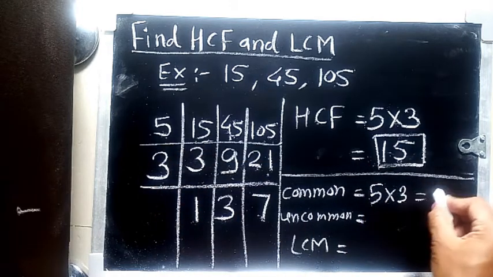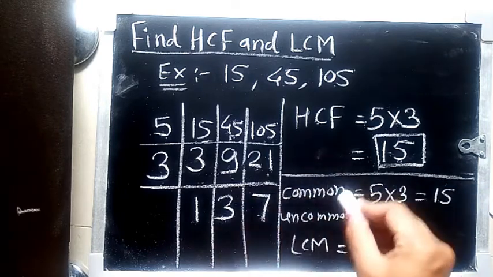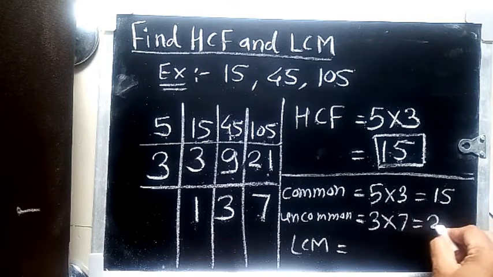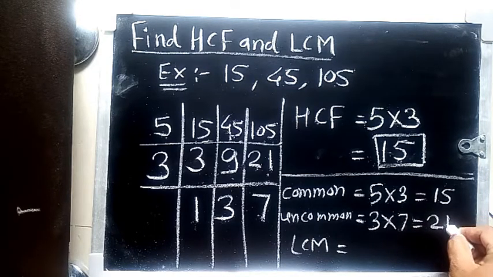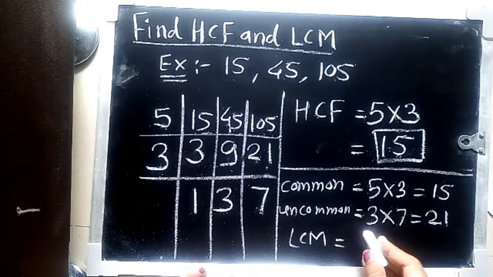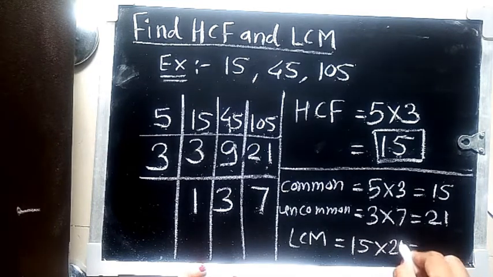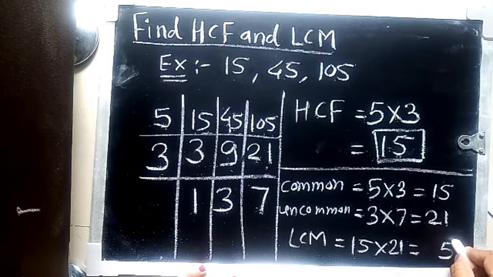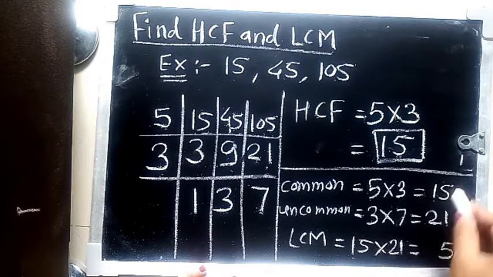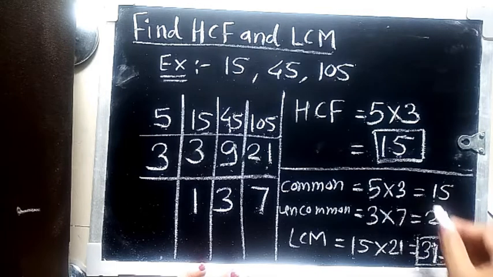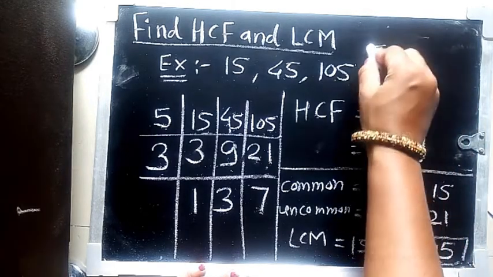Find the LCM. Common numbers 5 multiplied by 3, product is 15, and uncommon numbers 3 multiplied by 7, product is 21. When finding the LCM, write down common and uncommon numbers 15 and 21. 15 ones are 15. 15 twos are 30, 30 plus 1 is 31. LCM is 315. We got HCF 15 and LCM 315.